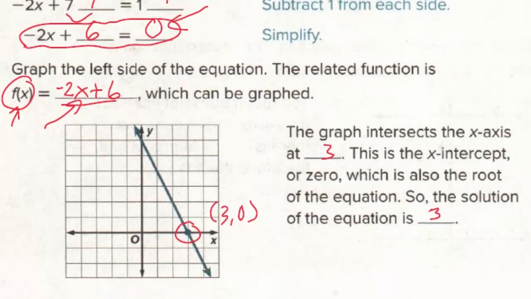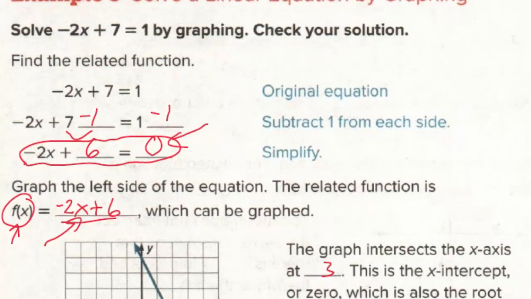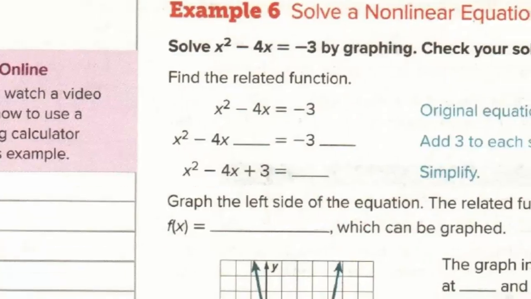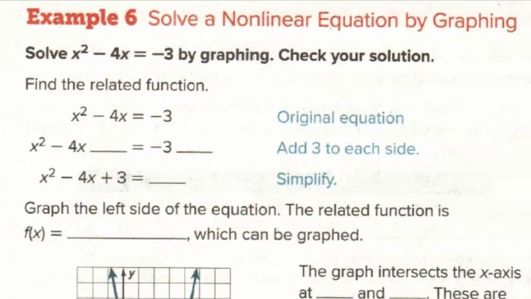If we look back up to the problem, right here, and we substitute a 3 in place of x, you can see negative 6 plus 6 ends up equaling 0. So it's the zero of the function, meaning 3 is the solution. Example 6, solve a nonlinear equation by graphing.